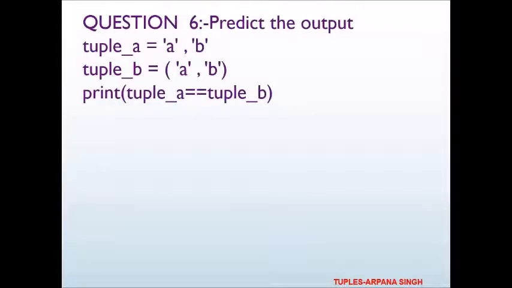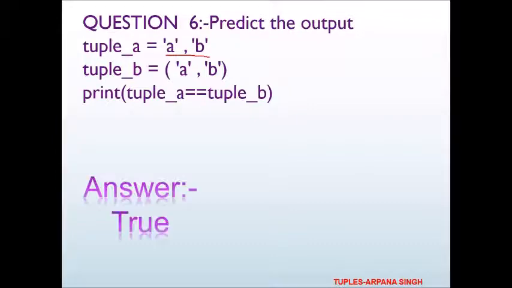Next, find the output. Will these two be equal or not? They will be equal, because even without using round brackets, if there are multiple values separated by comma, Python will consider it as a tuple, and both are the same values, A, B here also, A, B here also. So the answer will be true.